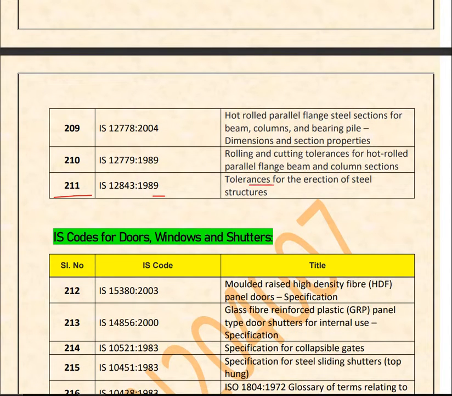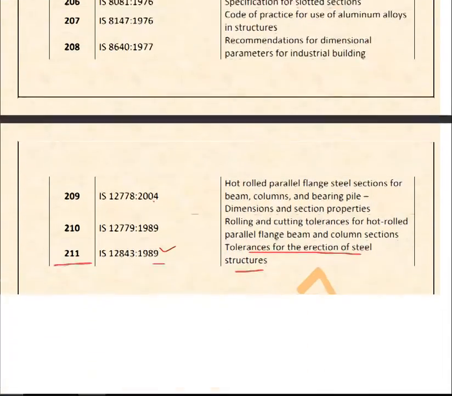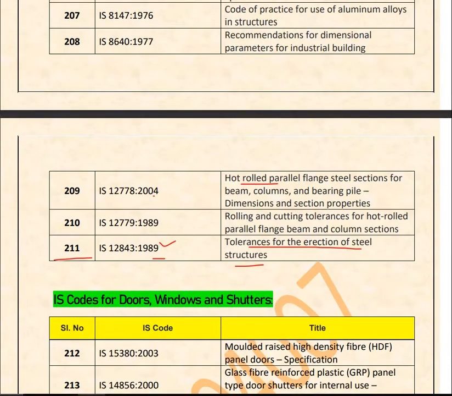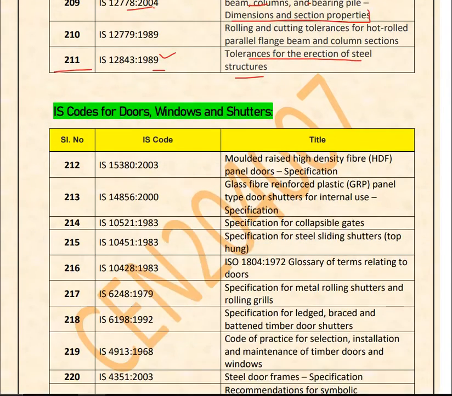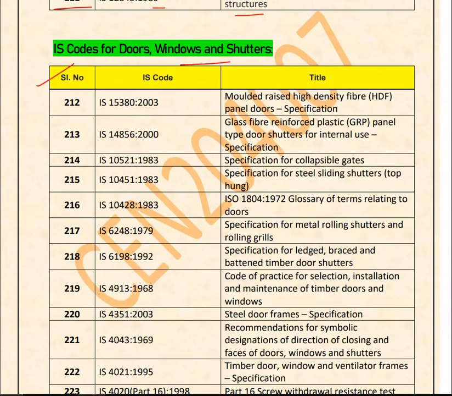That is tolerance for the erection of steel structure. This is the last one, IS 12843 1989. This is the recent one, from 2004, in the 21st century. That is hot rolled parallel flange steel section for beams, column, bearing pile, dimension and section properties. Now the IS codes for door, window and shutters.